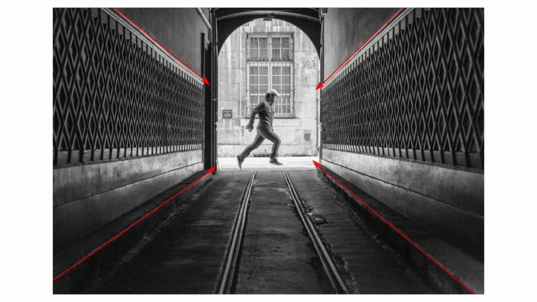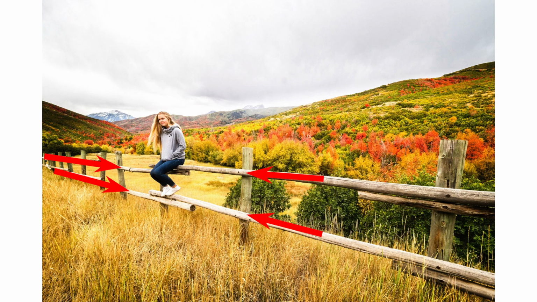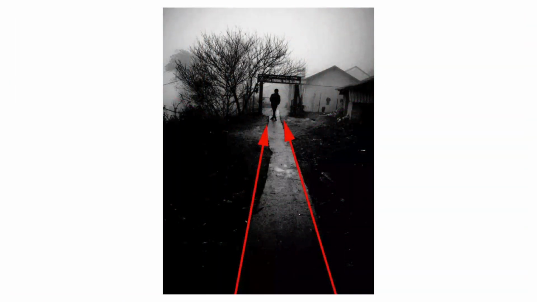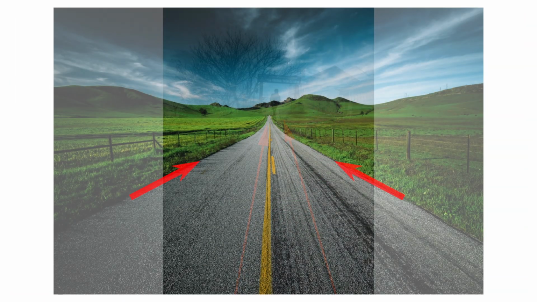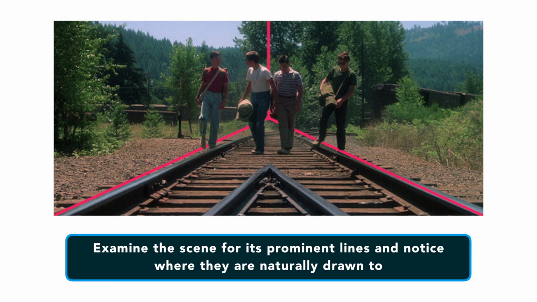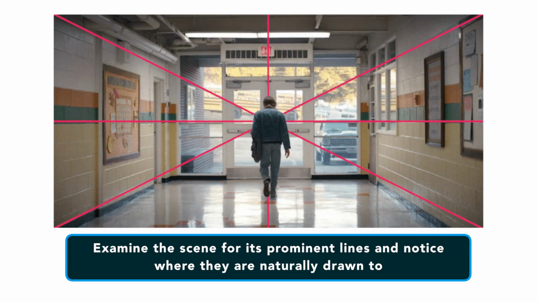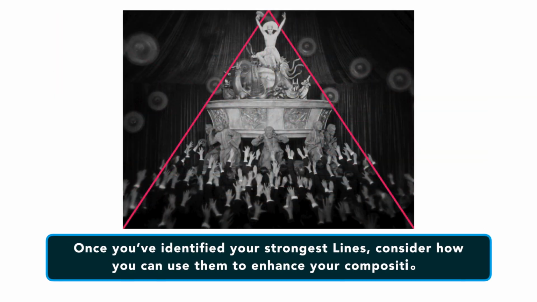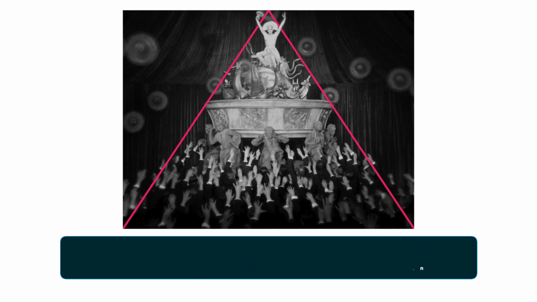Leading lines are all around us in cities and in nature. Your job as a photographer or a cinematographer is to find them and arrange them in your photos or scenes so that they lead towards something, even if that something is infinity like a road. When you're setting up a shot, take a moment to examine the scene for its prominent lines. Clear your mind, relax your eyes, and notice where they are naturally drawn to. Once you've identified your strongest lines, consider how you can use them to enhance your composition.